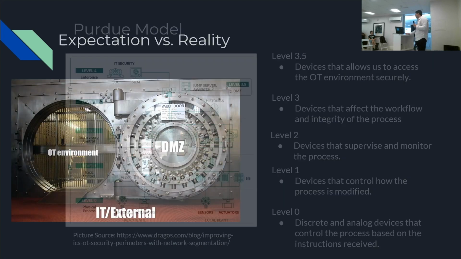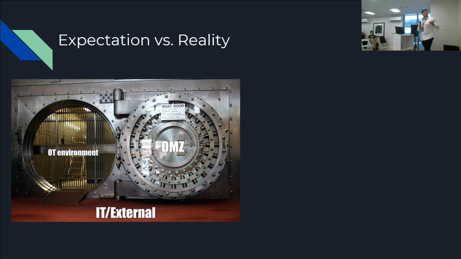Now, we're going to set some expectations versus reality. After I first learned about the Purdue model, the first thing that came to my mind was a vault. On the inside, you have an OT environment, all the components, all the devices, all the process. You want to keep it air-gapped, obviously. That's the objective. Come on, people. We're professionals. We know there's no such thing as air-gapped environments.